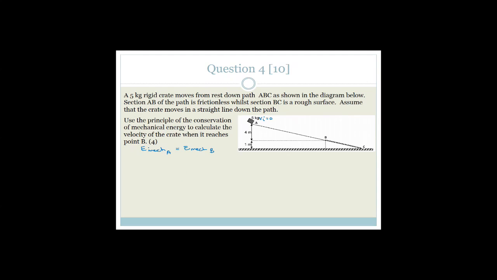So what is mechanical energy made up of? It is made up of potential energy and kinetic energy. So you've got potential energy, which we write as EP plus EK, and that's all at A, has to equal EP plus EK all at B. And we're going to use this where EP, or it's called U as well, is equal to mgh, and EK is equal to K, which equals a half mv squared.